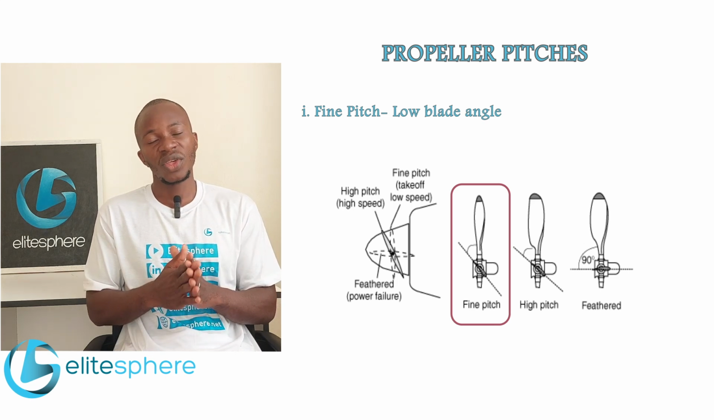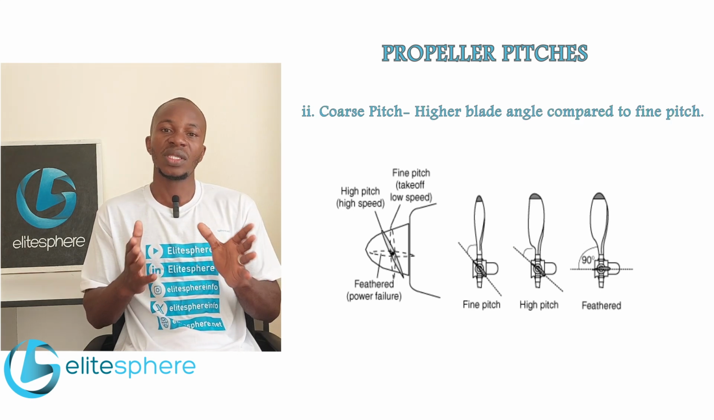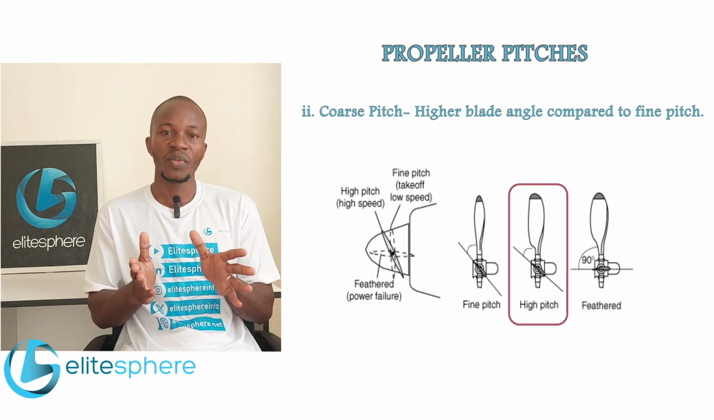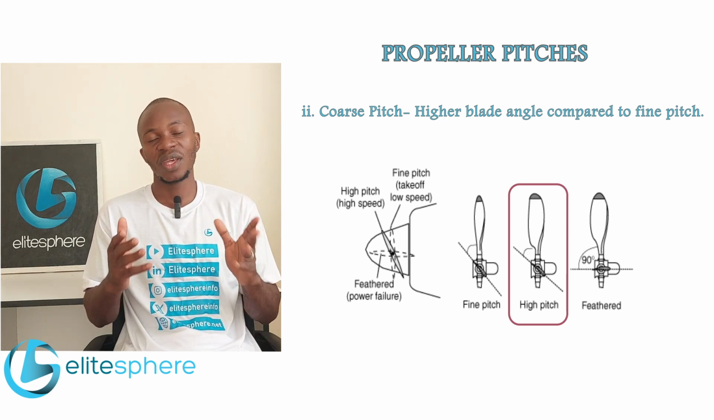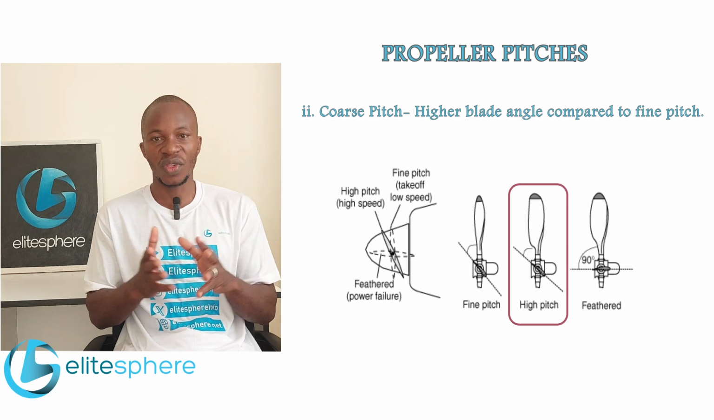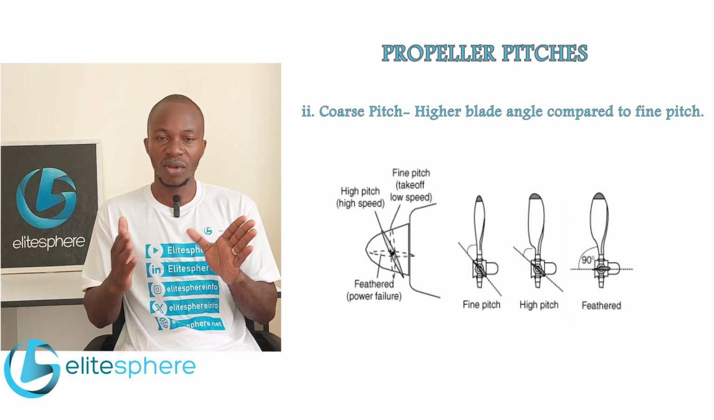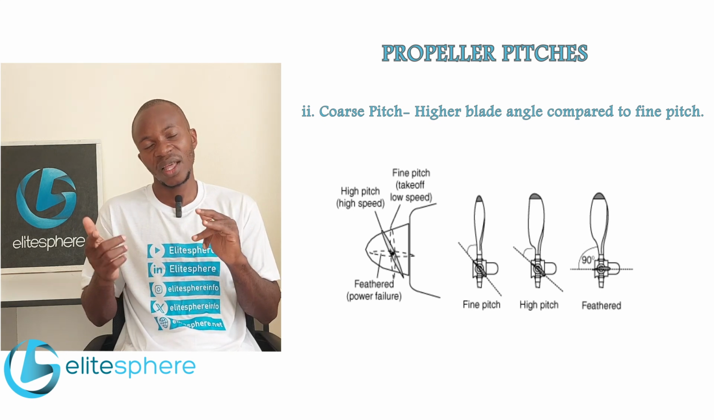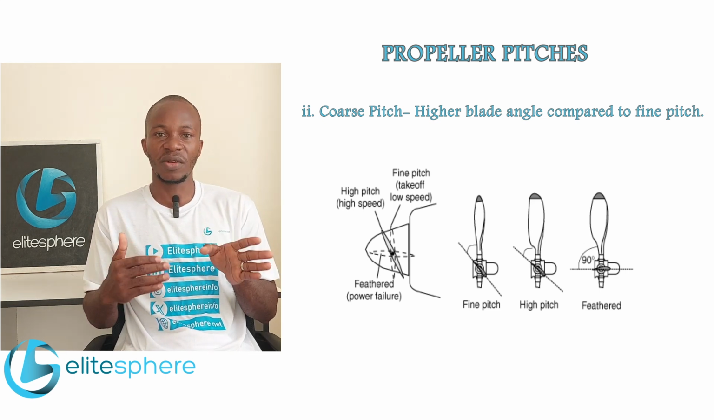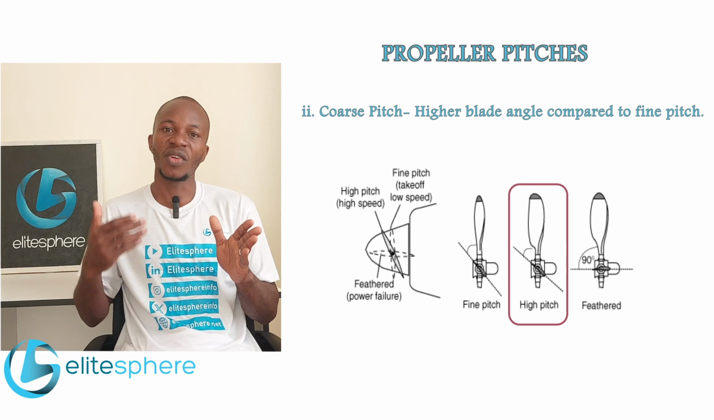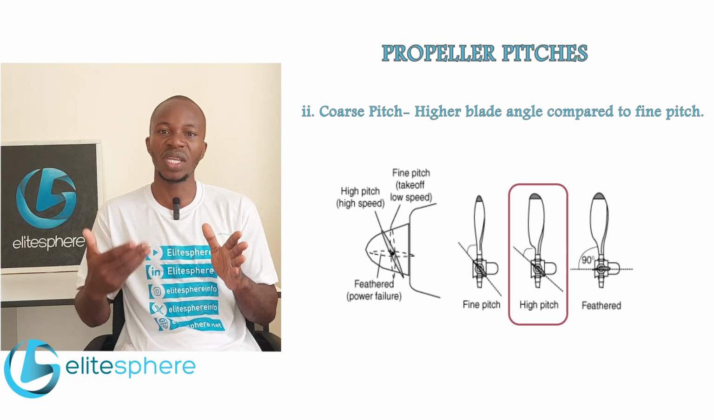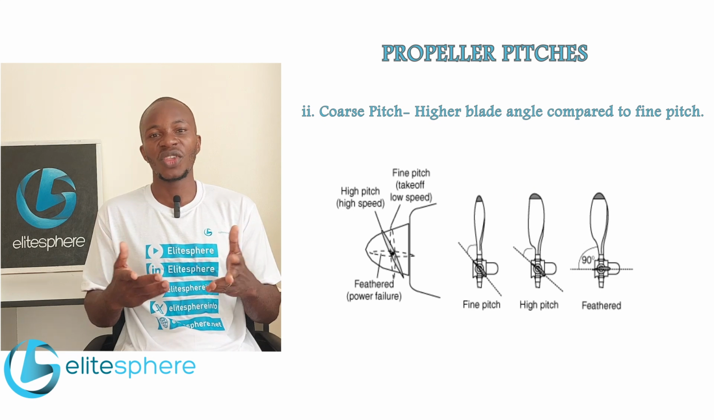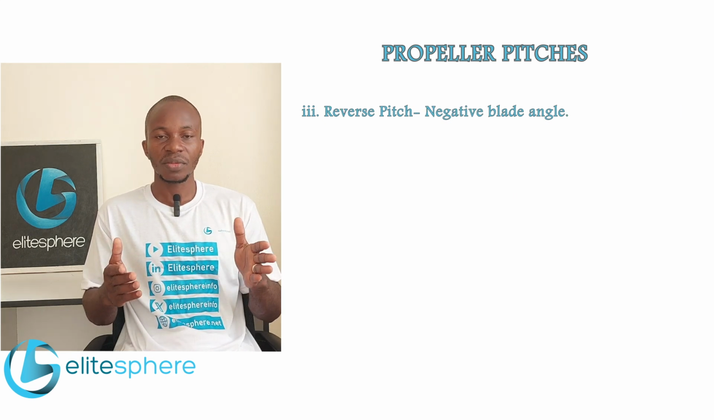The next pitch is coarse pitch, which is a slightly larger angle compared to the fine pitch, and this coarse pitch is suitable for cruise because at this angle the load on the engine is slightly increased, and as a result the engine RPM is slightly reduced. But this comes with an increased aircraft speed, which is what we need during the cruise phase of an aircraft. The next pitch is the reverse pitch.